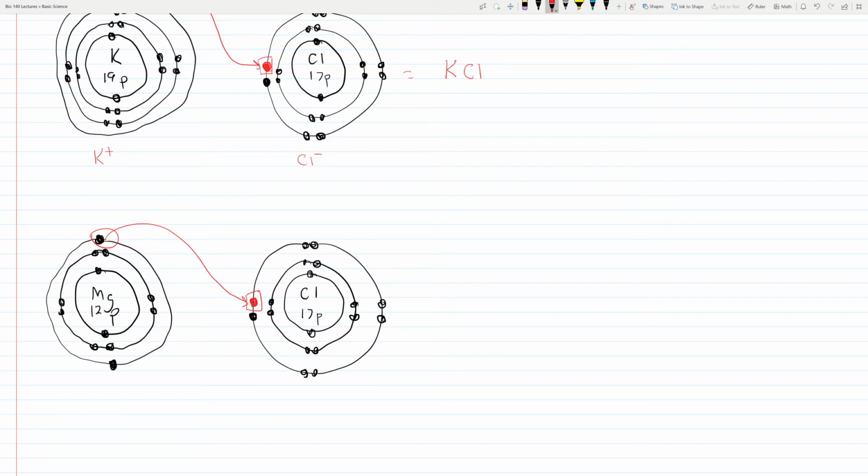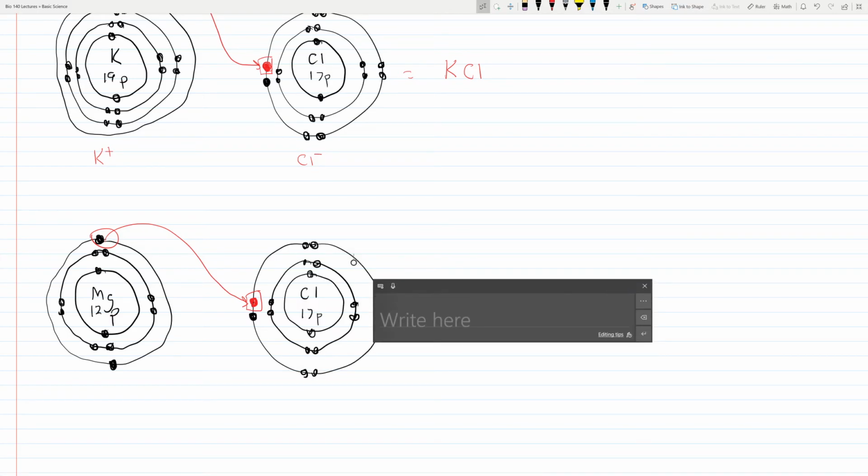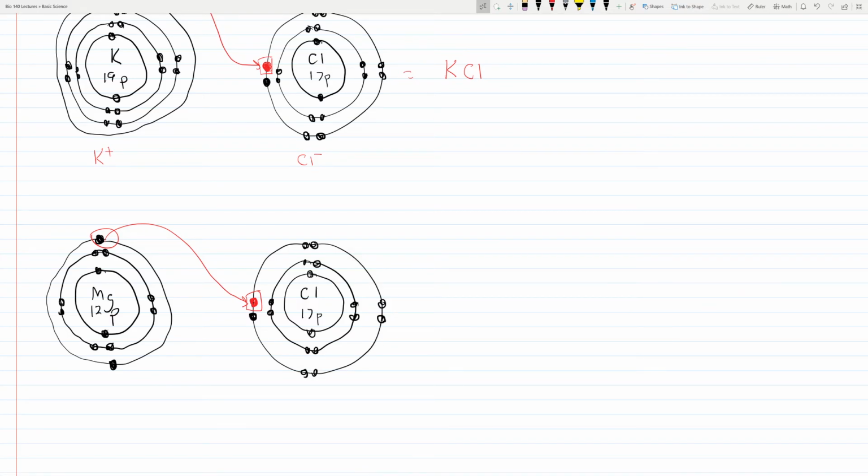Now, if you look at this, we've still got 1 electron around magnesium. So right now, magnesium is positively charged. We've missed 1 electron. It's still got 1 electron it can give up. So what this means is it's got to give up another electron to another chlorine. So we have to have Cl 17p. So we have to have another one.